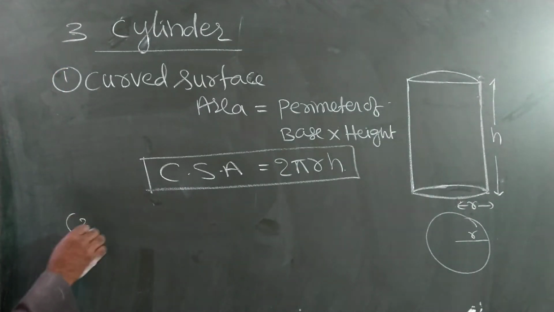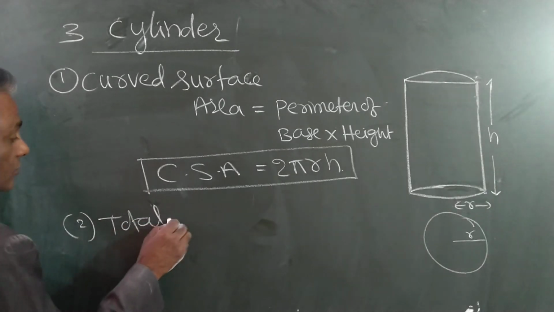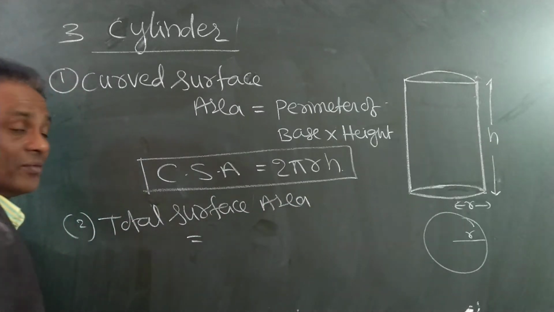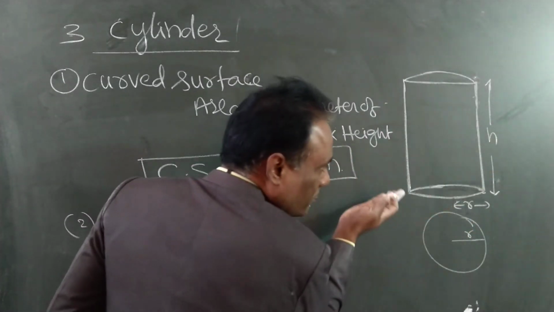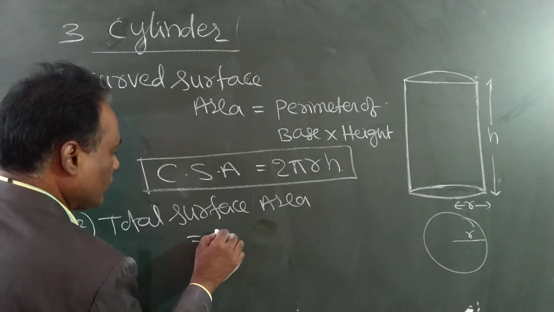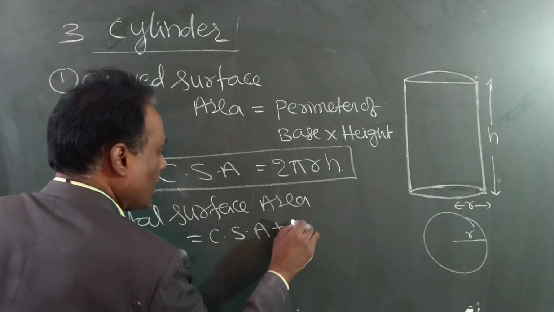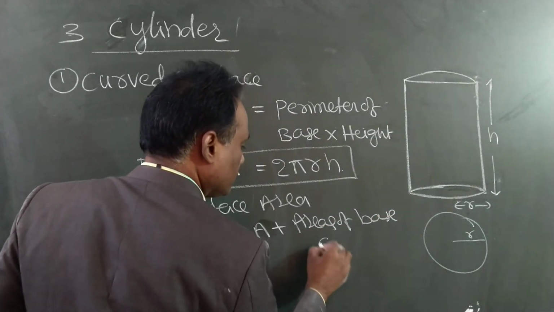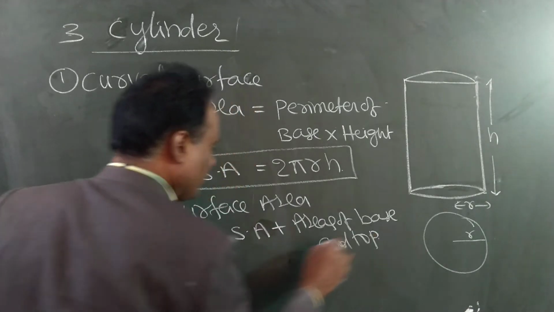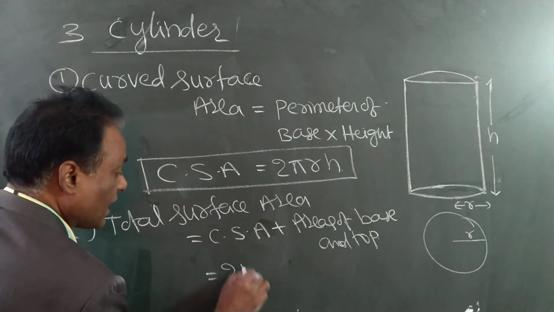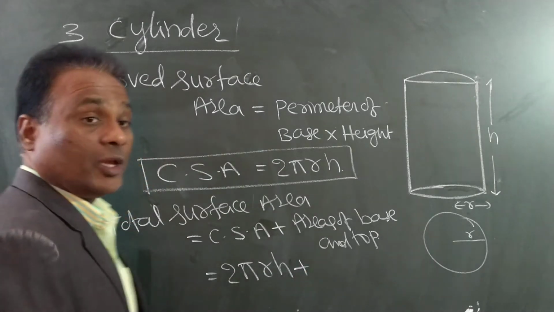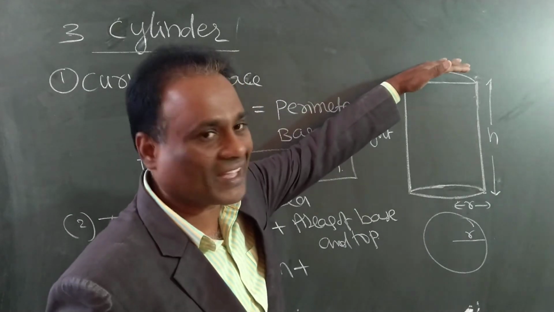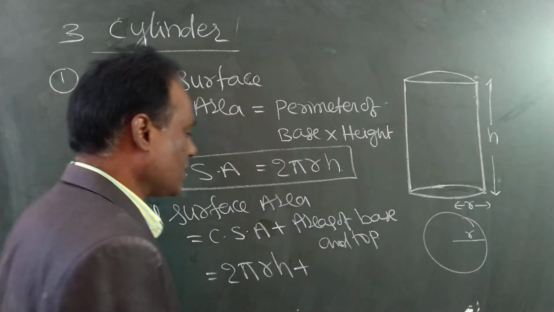Next, second, total surface area. Total surface area means the curved surface plus base area and top area. So see here, curved surface area plus areas of base and top. Curved surface area is 2 pi r h plus base, which is in the form of a circle. What is the area of a circle? Pi r square. Top is also a circle, so this is pi r square, that is pi r square. So 2 pi r square.